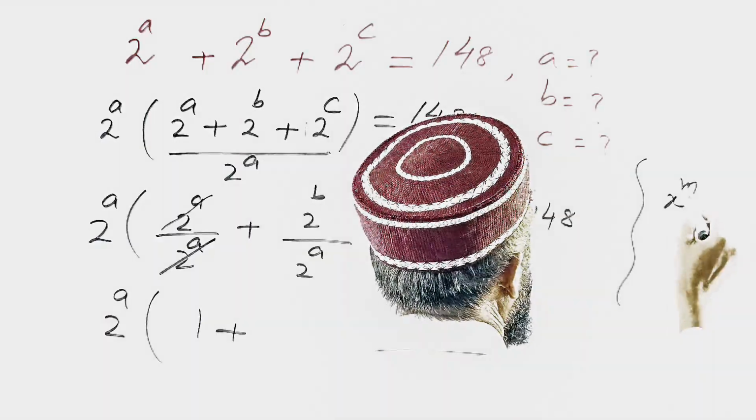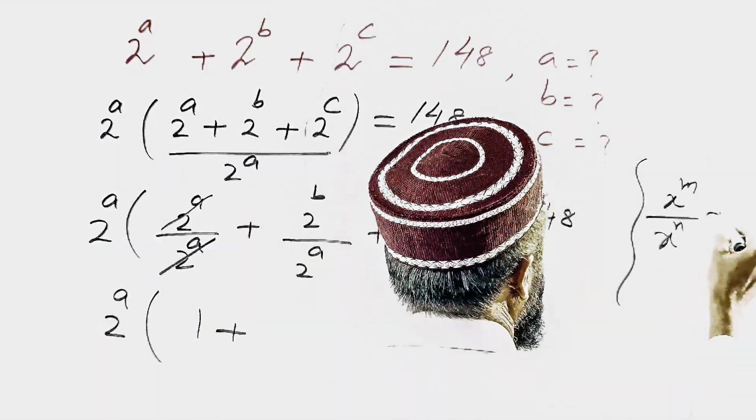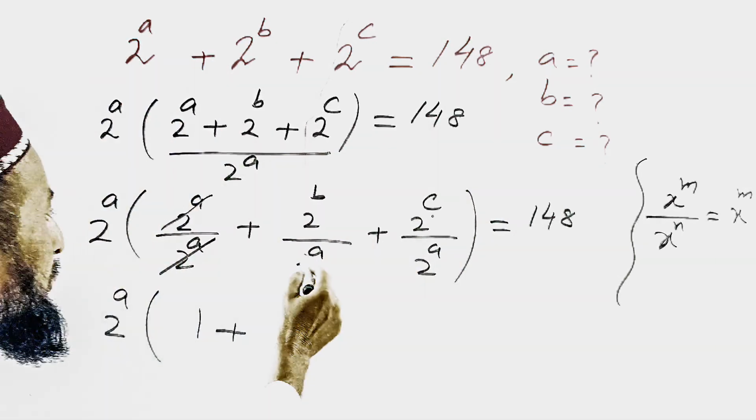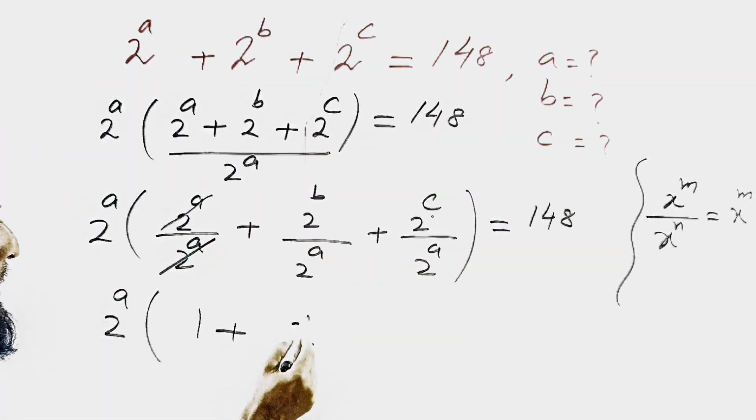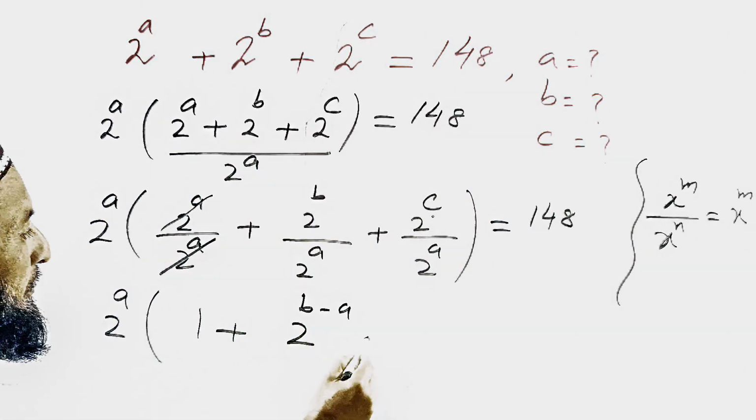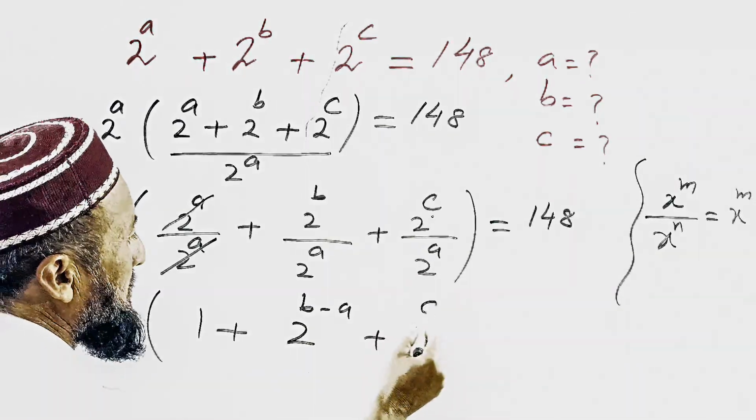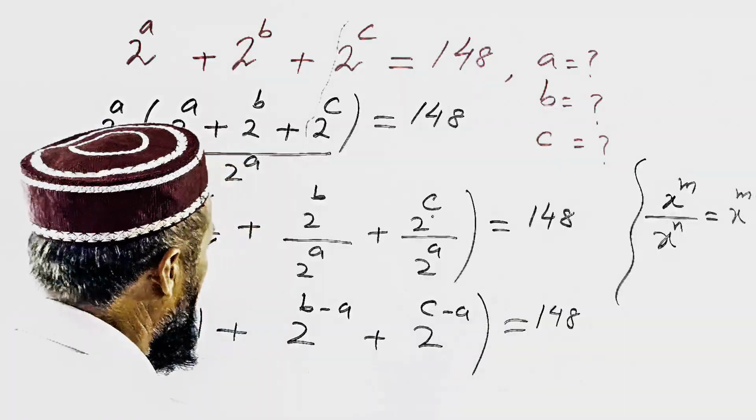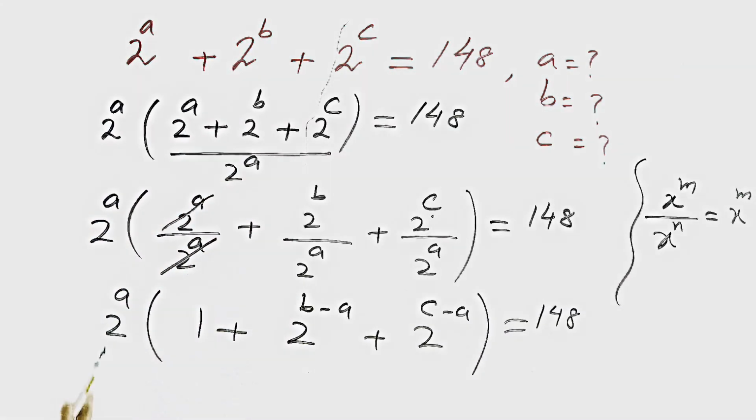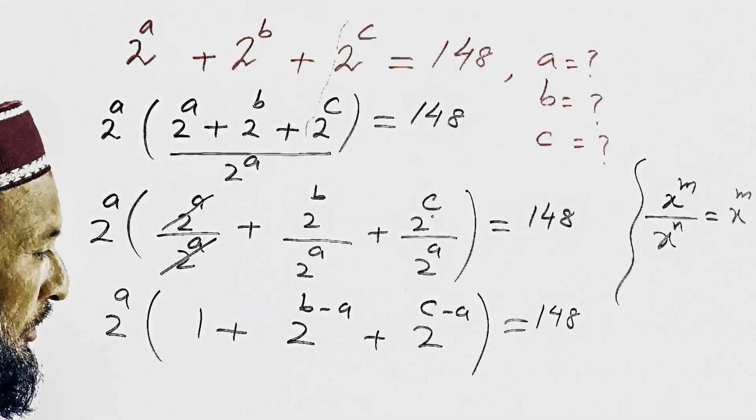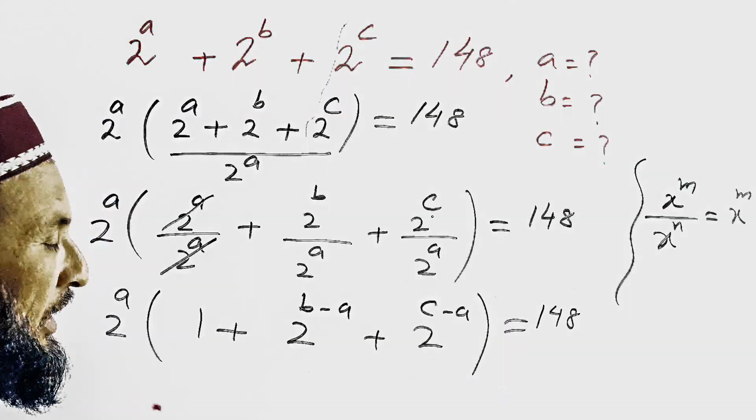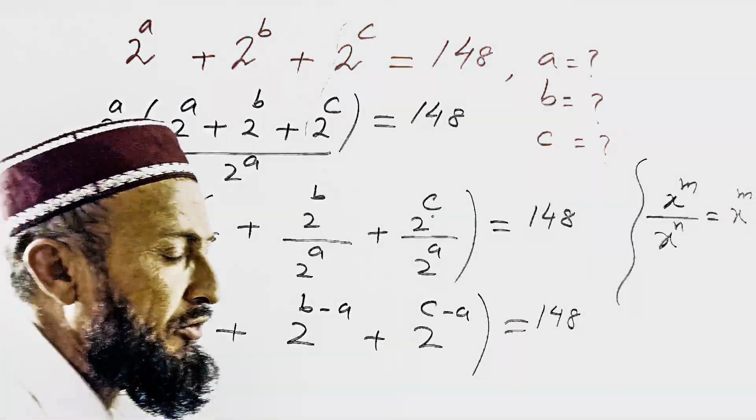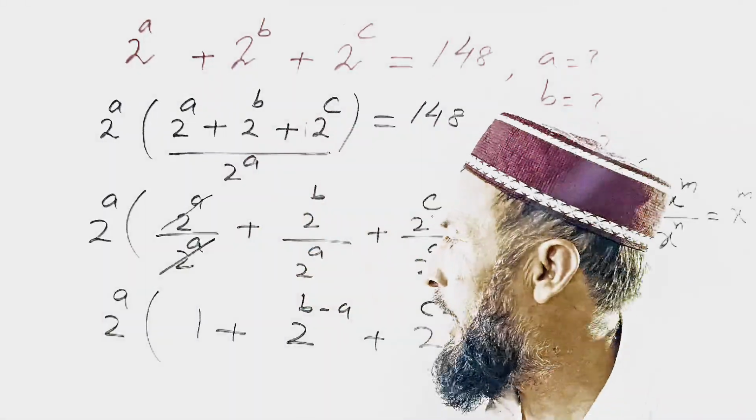x power m divided by x power n, we take one base and subtract the powers according to this rule. We simplify these two terms: 2 exponent of (b minus a) plus 2 exponent of (c minus a) is equal to 148. Now, if we give a the value 1, 2 exponent of a is 2, a positive even number, and if a is equal to 2, we get 4.